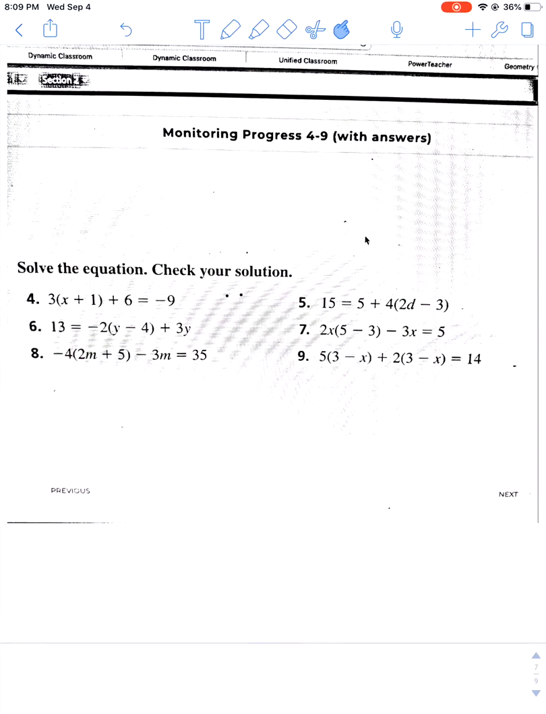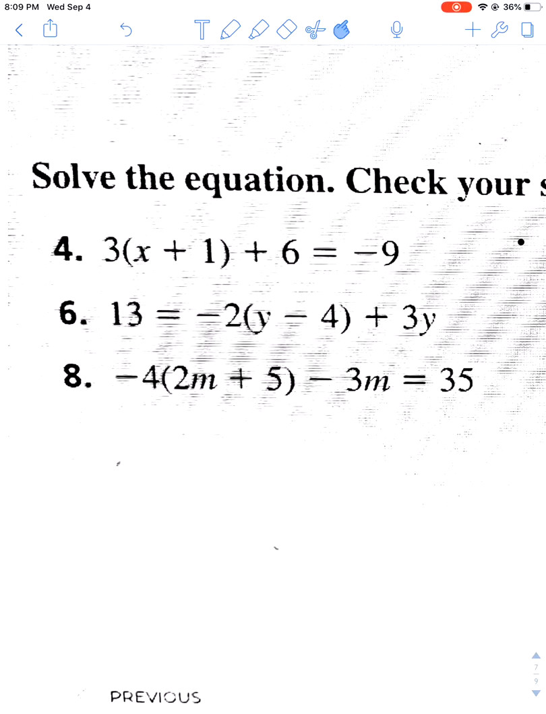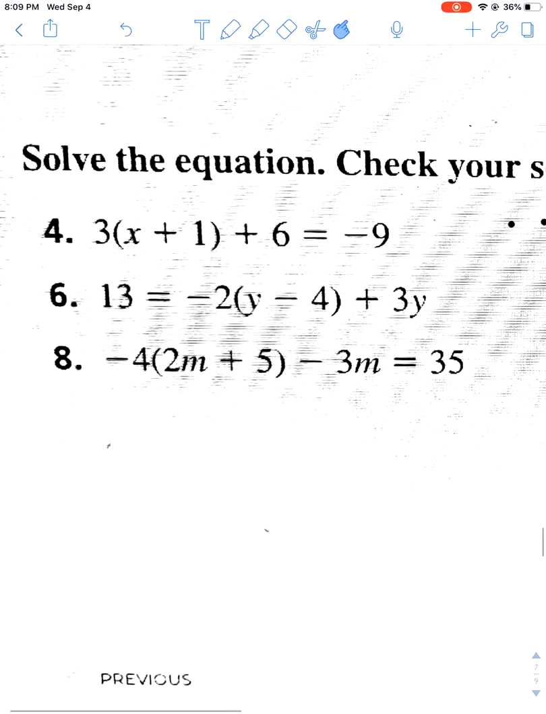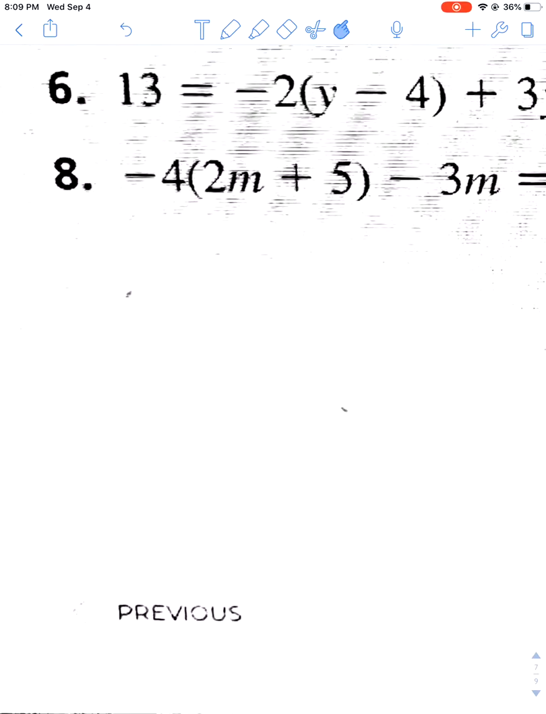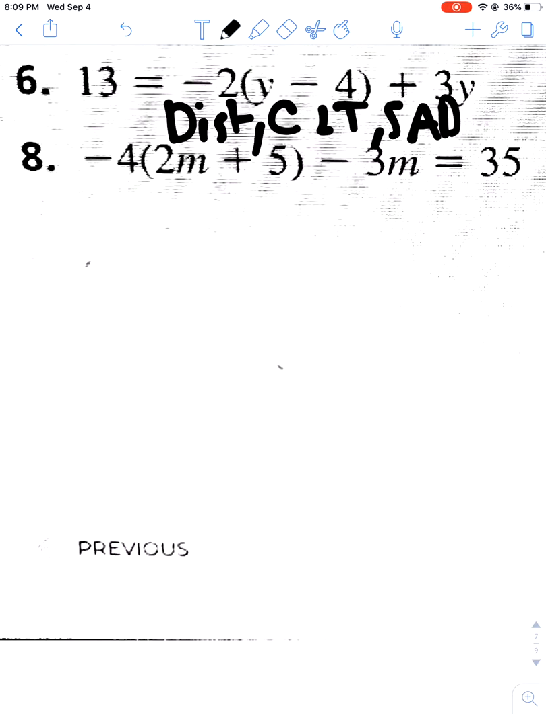Alright, let's maybe look at a couple of these. Actually, no. Let's just look at the most difficult one. Number 8. Alright, so remember, distribute, combine like terms, SADMAP. So I have some distributing here.